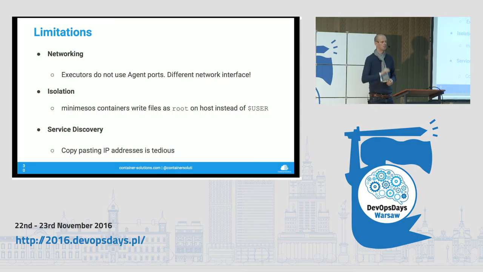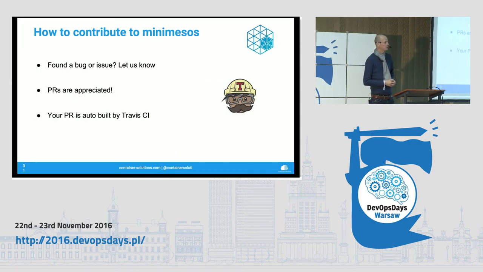Another thing is that service discovery is also not supported yet, because right now you have to copy paste the Docker IP addresses when Mini-Mesos starts. So if you want to go to the master, you have to copy paste the master address into the browser. So this is also something that could be improved.